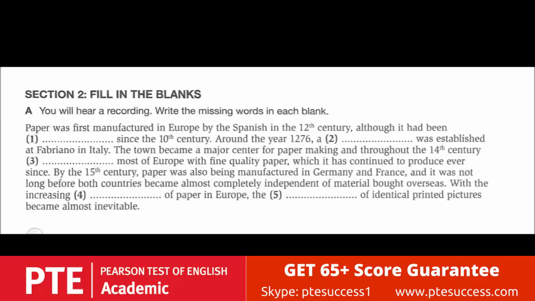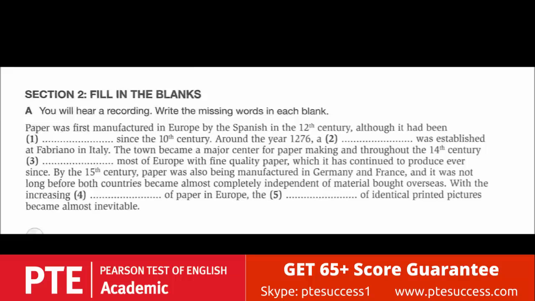Paper was first manufactured in Europe by the Spanish in the 12th century, although it had been imported since the 10th century. Around the year 1276, a mill was established at Fabriano in Italy. The town became a major centre for papermaking and throughout the 14th century provided most of Europe with fine quality paper, which it has continued to produce ever since. By the 15th century, paper was also being manufactured in Germany and France, and it was not long before both countries became almost completely independent of material bought overseas. With the increasing availability of paper in Europe, the production of identical printed pictures became almost inevitable.